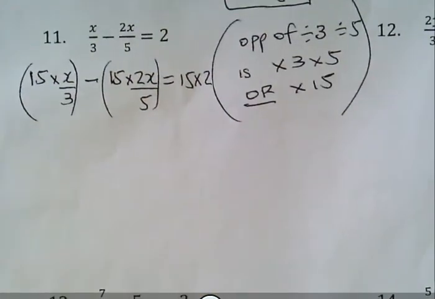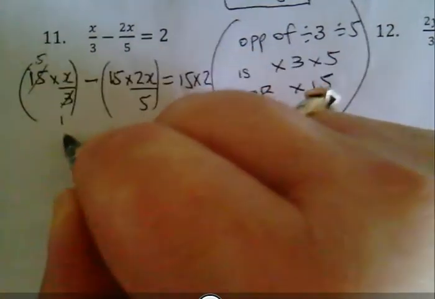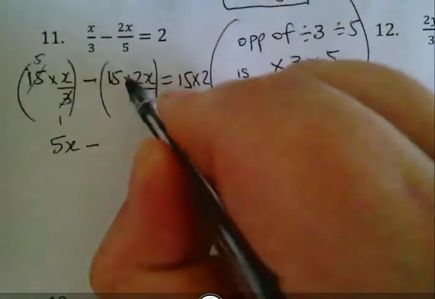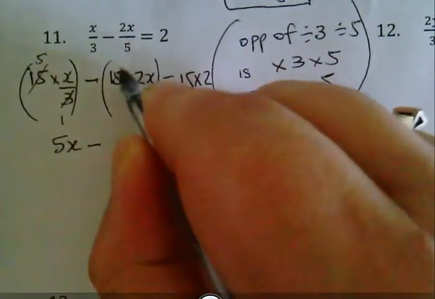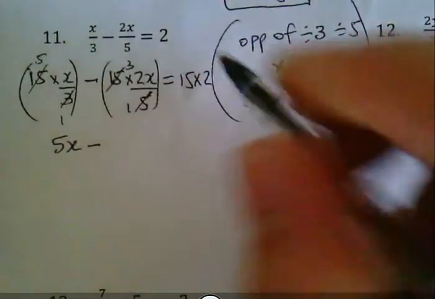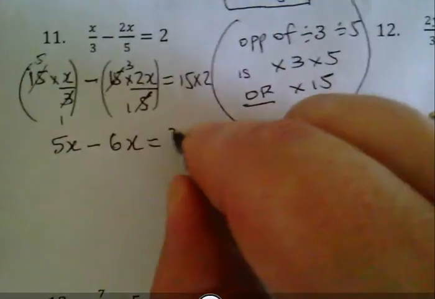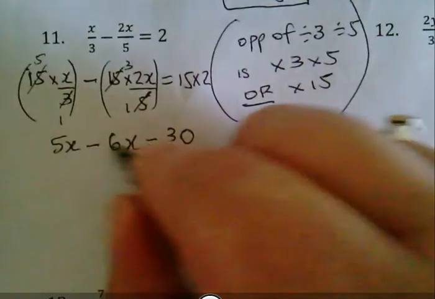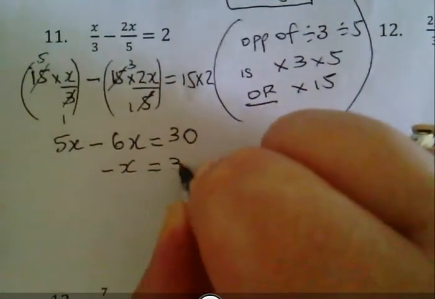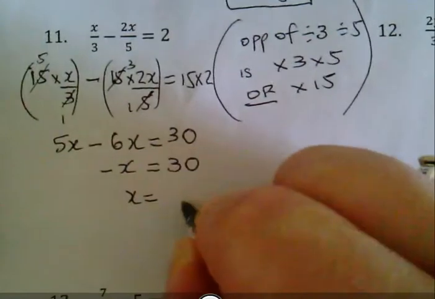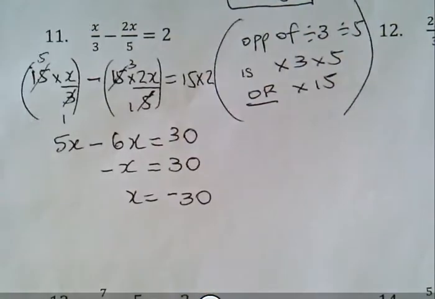Now the reason we do this is that we get cancelling. 3 goes into 15 5 times. So I've got 5x minus 5 goes into 15 3 times. 3 times 2x is 6x. And 15 times 2 is 30. So I've got 5x take away 6x is negative x equals 30. Swapping sides, x is negative 30.